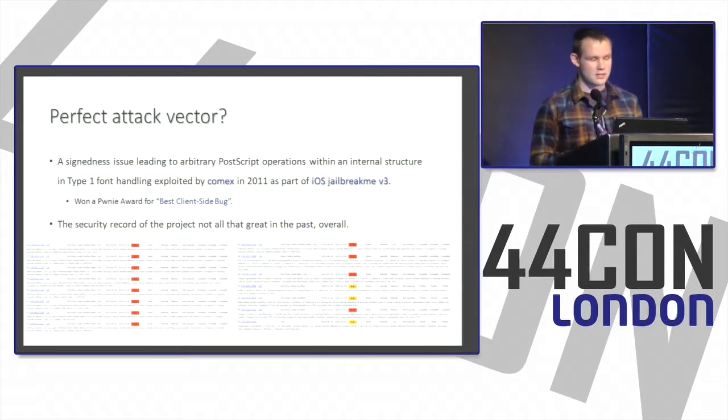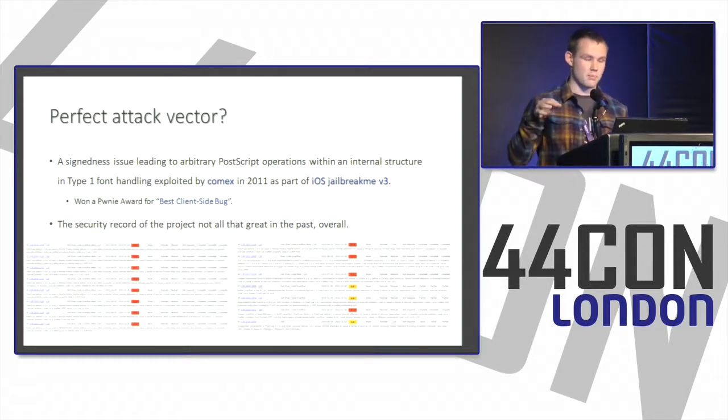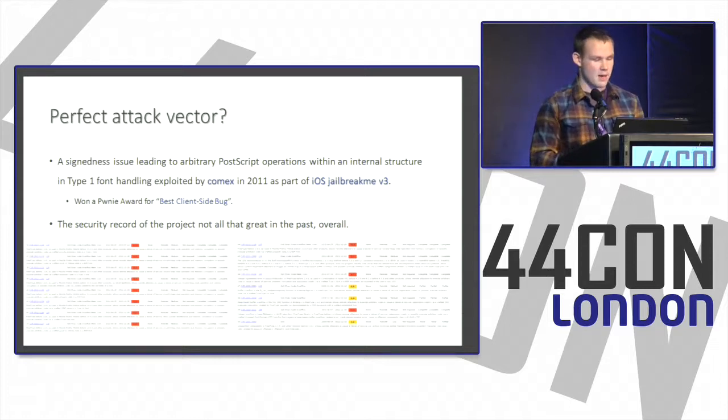So as you can guess, since it's written in C and supports all of those formats, it's the perfect attack vector. And I guess this is true, and people have noticed this in the past as well, because, for example, Comex used a bug in FreeType to implement a part of his exploit chain for the iOS jailbreak, and even won a Pwnie Award for it in 2011. And people have been finding quite a lot of bugs in the project overall. You can look up in any vulnerability database that there are a lot of entries for FreeType.